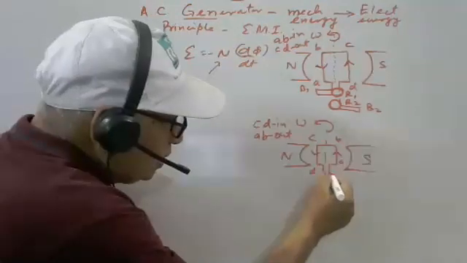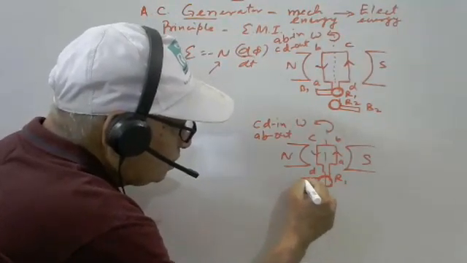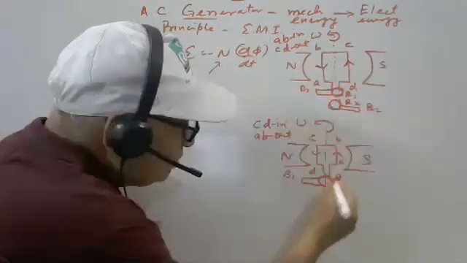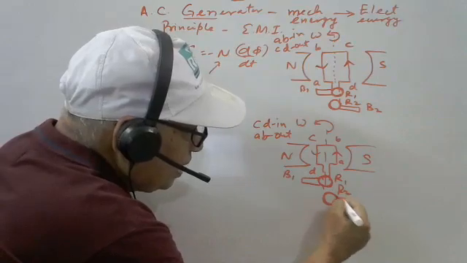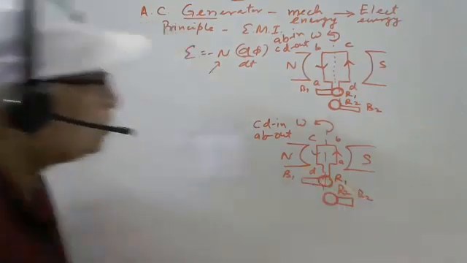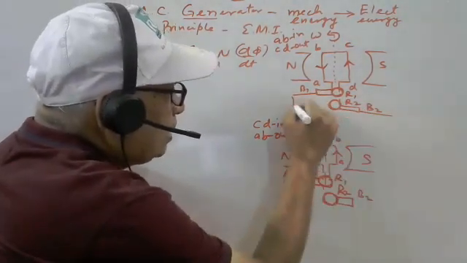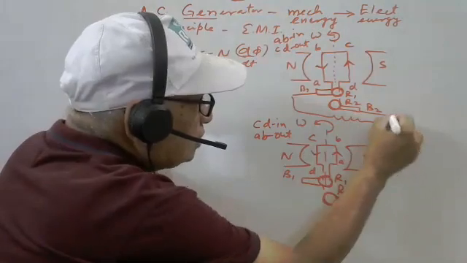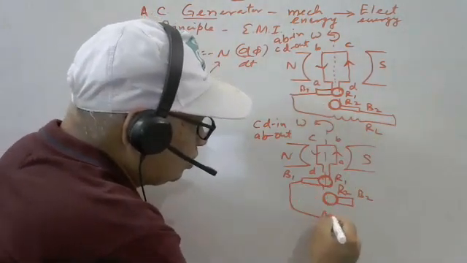Here also, A is permanently connected with ring number 1 and carbon brush B1, and D is permanently connected with ring number 2 and brush B2. Through these two, we are tapping the current into the external resistance. It is called the load resistance. It is also connected with the load resistance here.